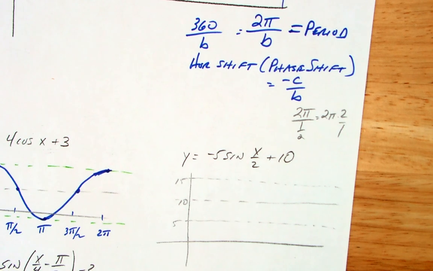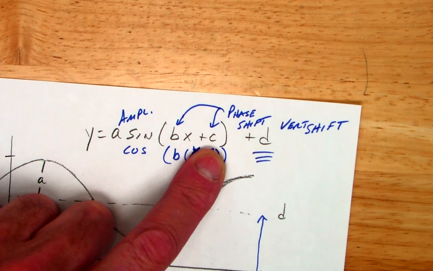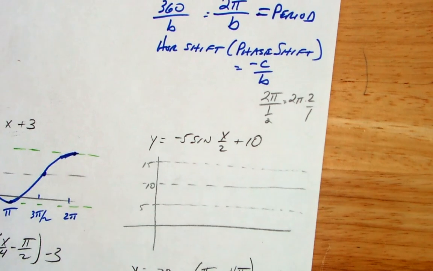So this one, has it been slid left or right? No, because there's no plus or minus. And if you think about our C up here, the plus C, what's C in this case technically? 0. So it's not moving left or right.